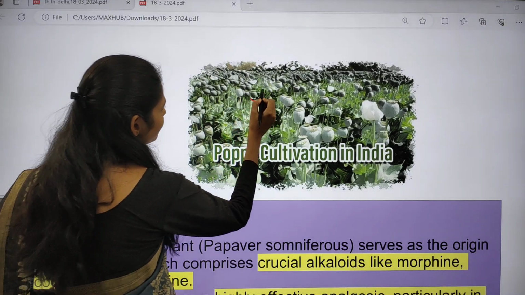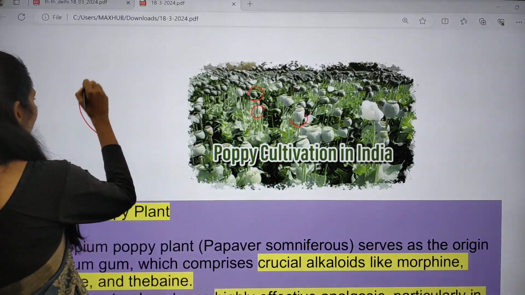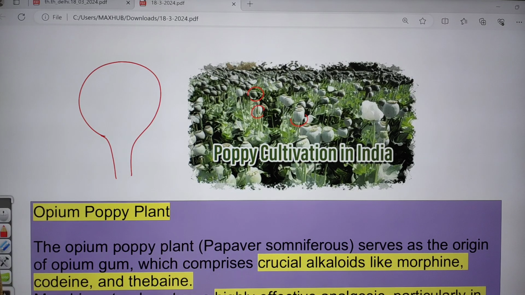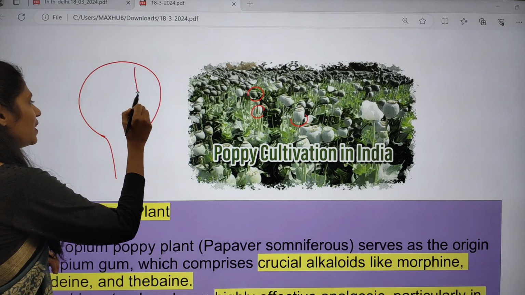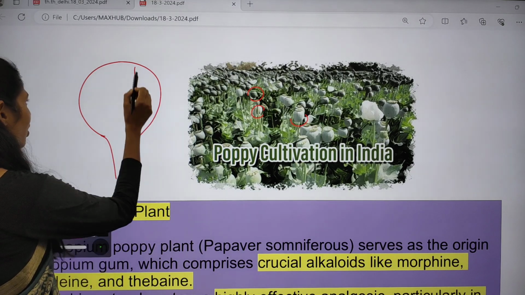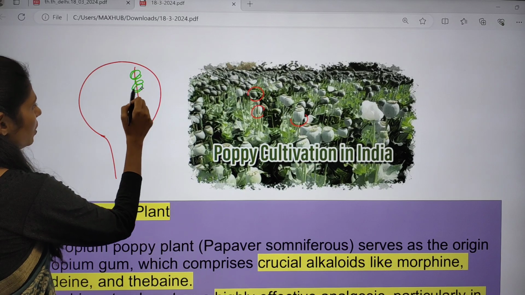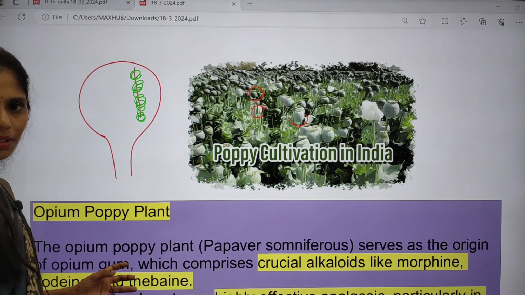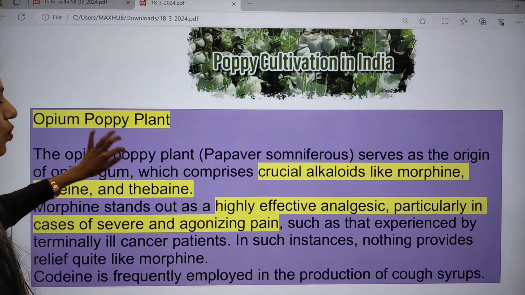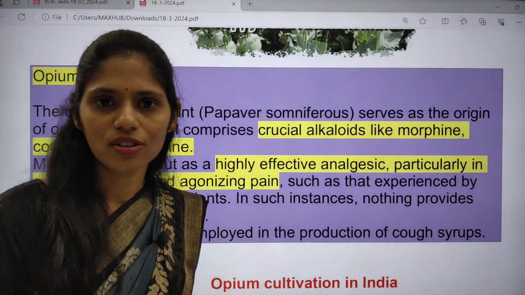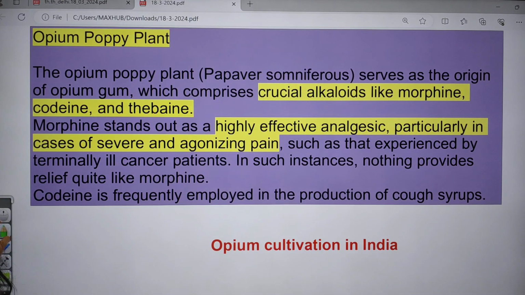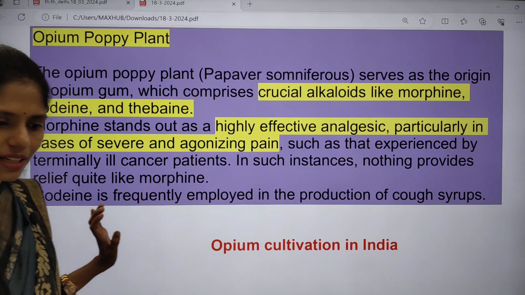Here you can see some round images like this. The people who are cultivating this opium poppy make a small incision on the surface. The liquid comes out and solidifies after some time, and that is extracted. That is called opium gum. And this opium gum is an important source of different alkaloids, like morphine, codeine, and thebaine. And morphine is an excellent analgesic.